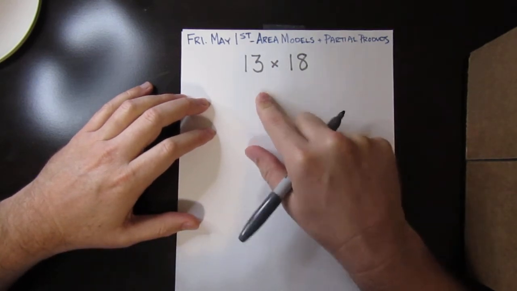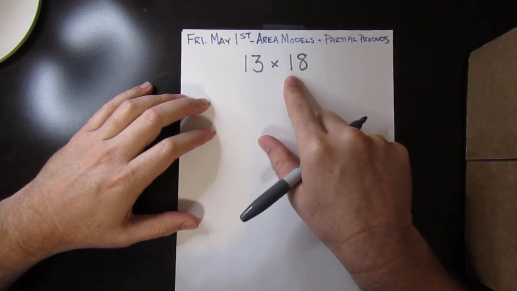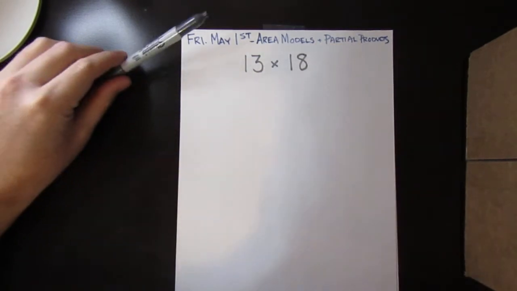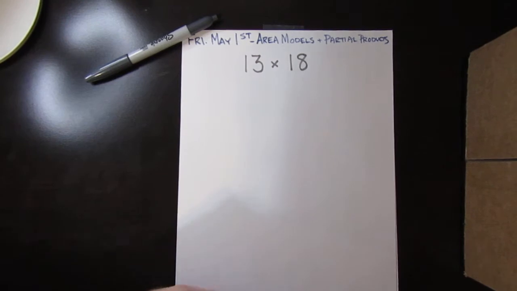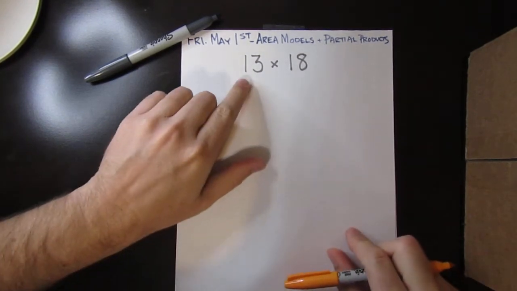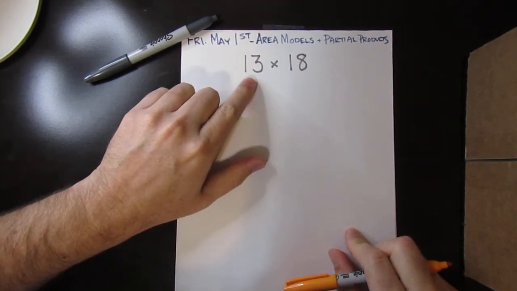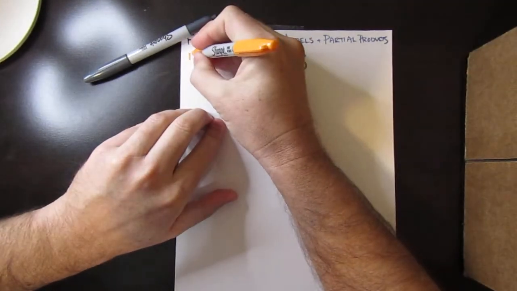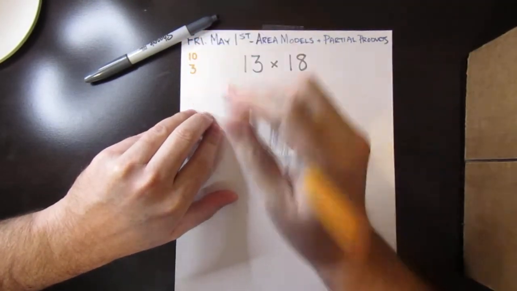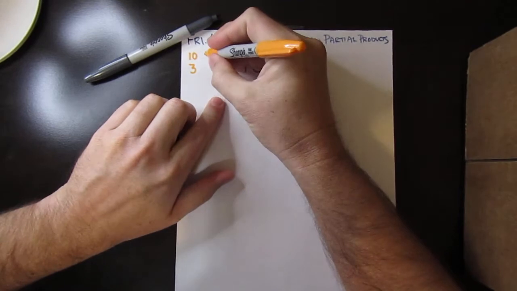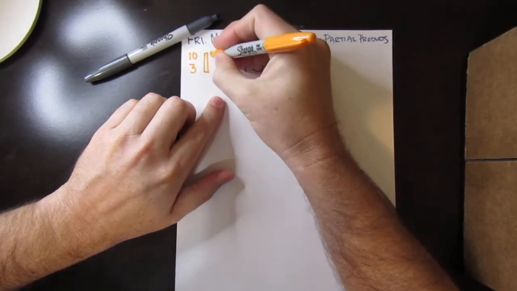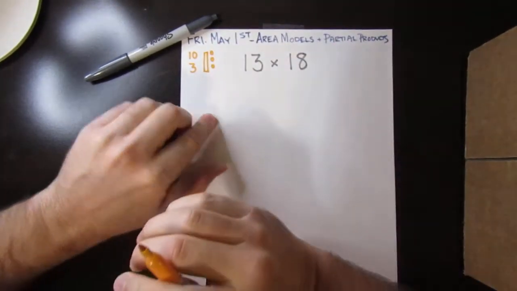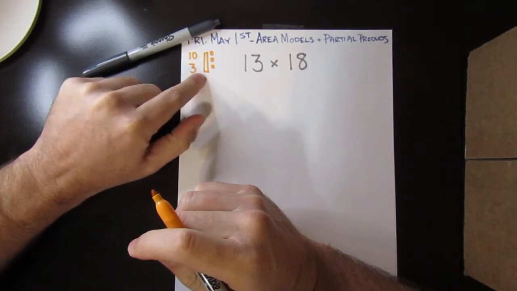So here's our problem we're going to look at, which is 13 times 18. Now there's a few things I want to point out before I start working through this problem. 13 is made up of two numbers, right? It's made up of a 10 and a 3. Now if I were to draw out 13 or model it, it would look like that, right? But either way, it is made of a 10 and a 3.